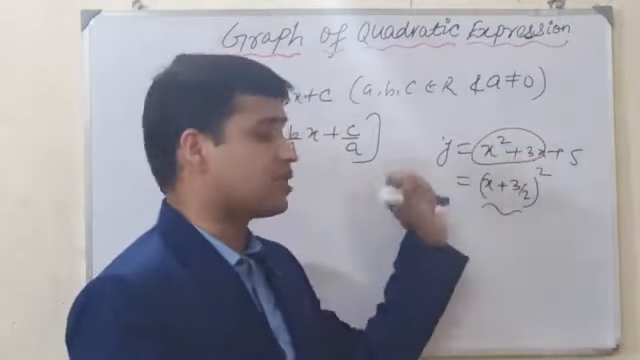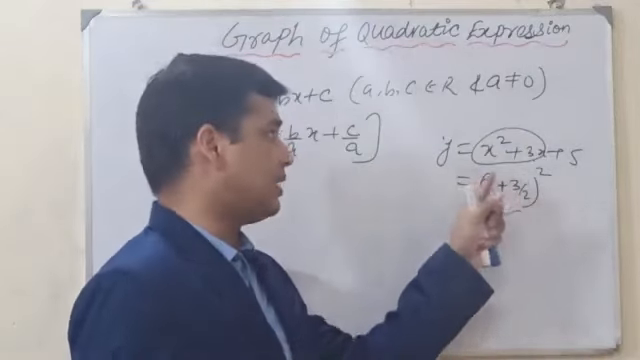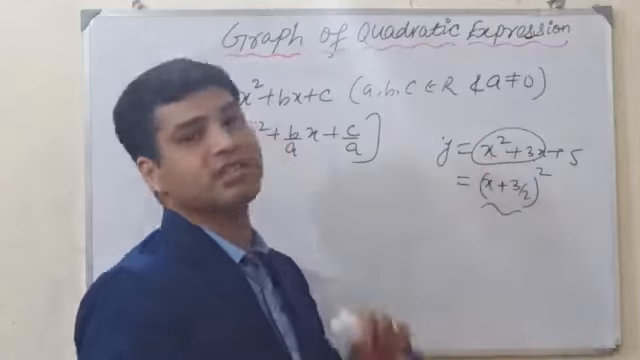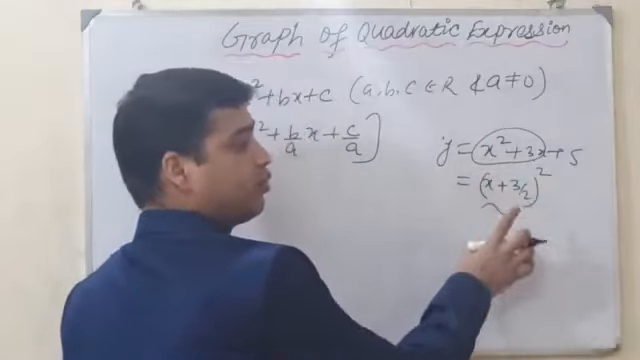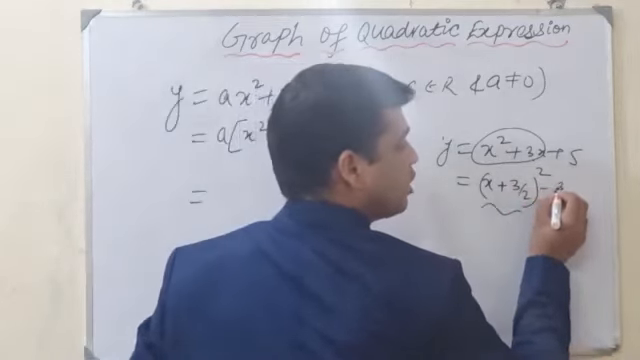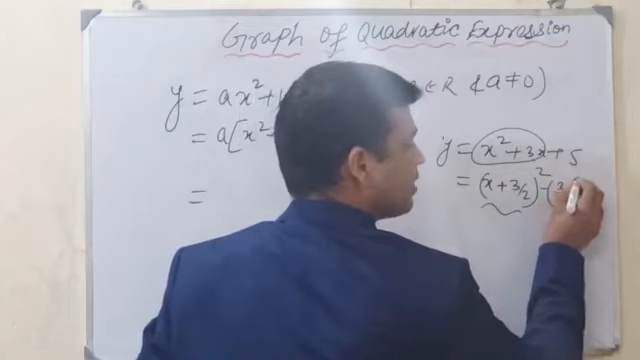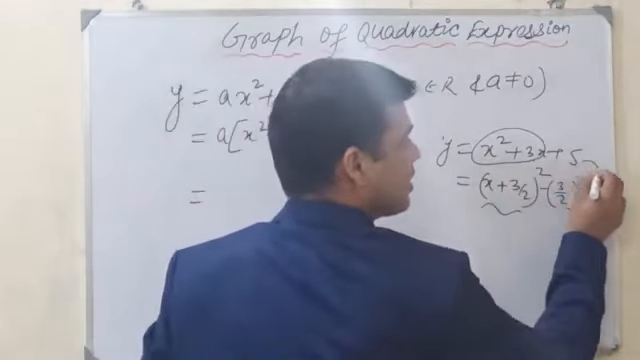Open this bracket, what will you get? a square means x square, plus b square means (3/2) whole square, plus 2ab means 3x. So x square plus 3x we are getting. But what are we getting extra here? 9 by 4, meaning (3/2) whole square. So I am going to subtract this for balancing purposes, and the 5 stays the same as it is here.